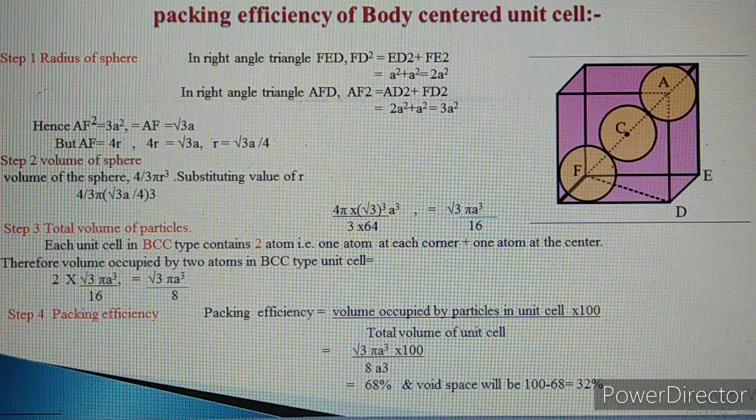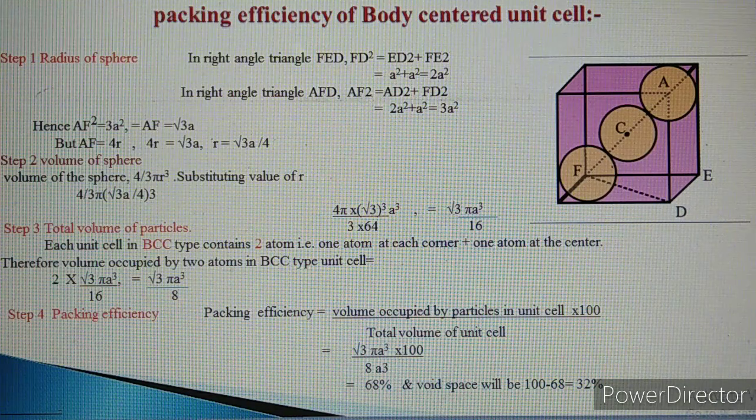Second step, volume of sphere. How to find the volume of a sphere? The formula for volume of a sphere we already know: volume of sphere is 4 by 3 pi r cube. Again we will substitute the value of r. What is the value of r? See the first step, r is equal to under root 3a upon 4. That value we will substitute in step 2, for the value of r. So continue with the step.